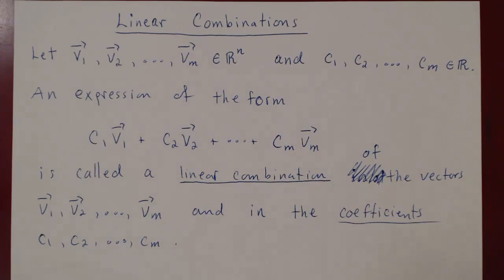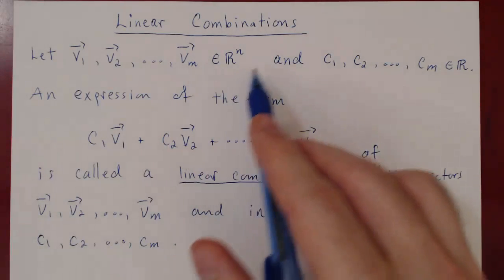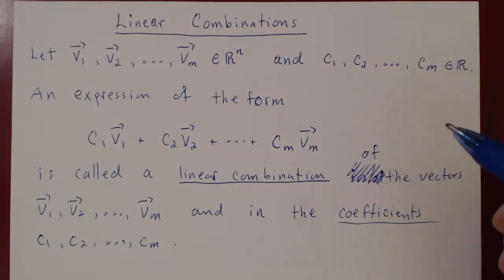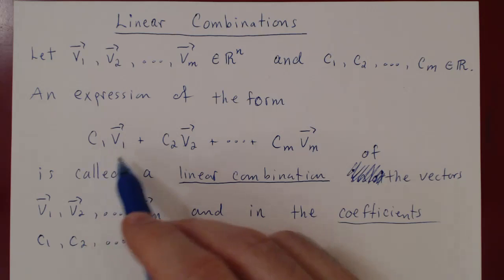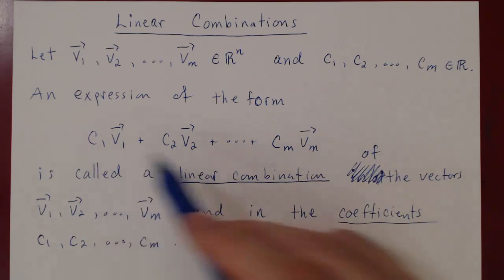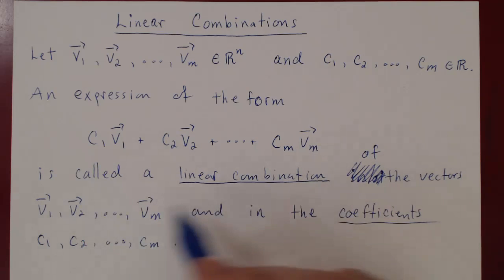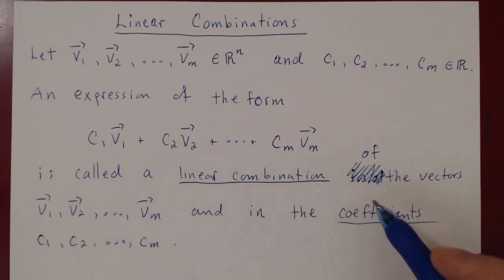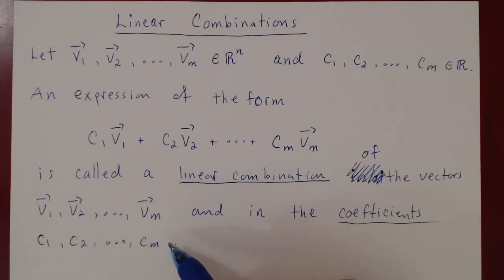And that's all a linear combination is. Take m vectors in Rn, take m real numbers, and if you do c1 times v1 plus c2 times v2 up to cm times vm, we call this a linear combination of the vectors v1 through vm in the coefficients c1, c2 through cm.